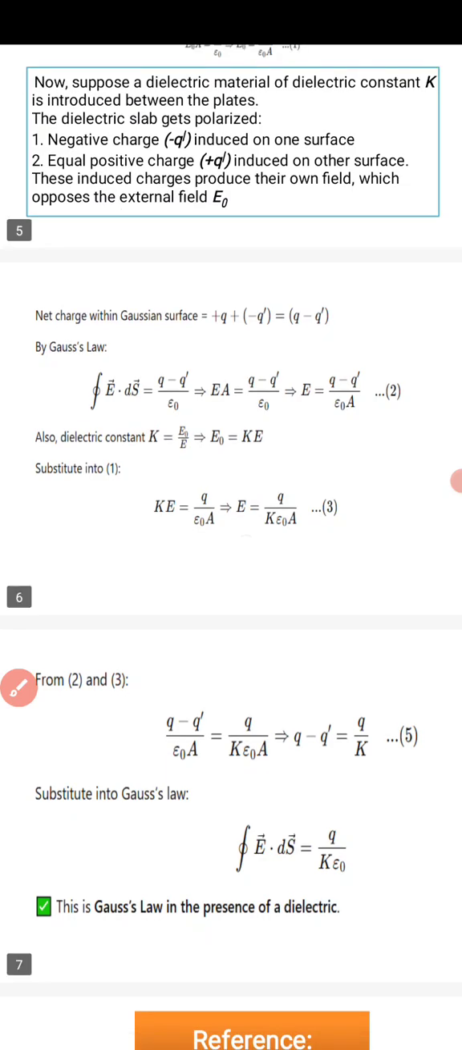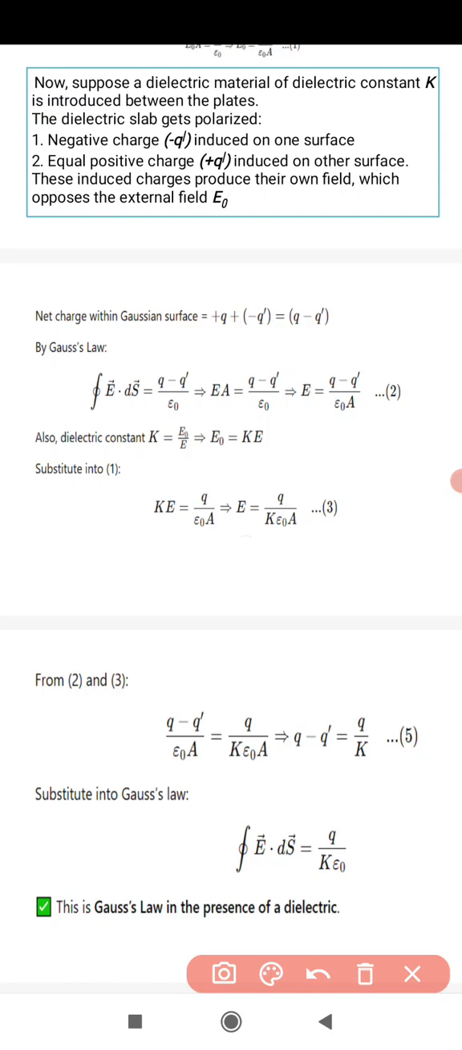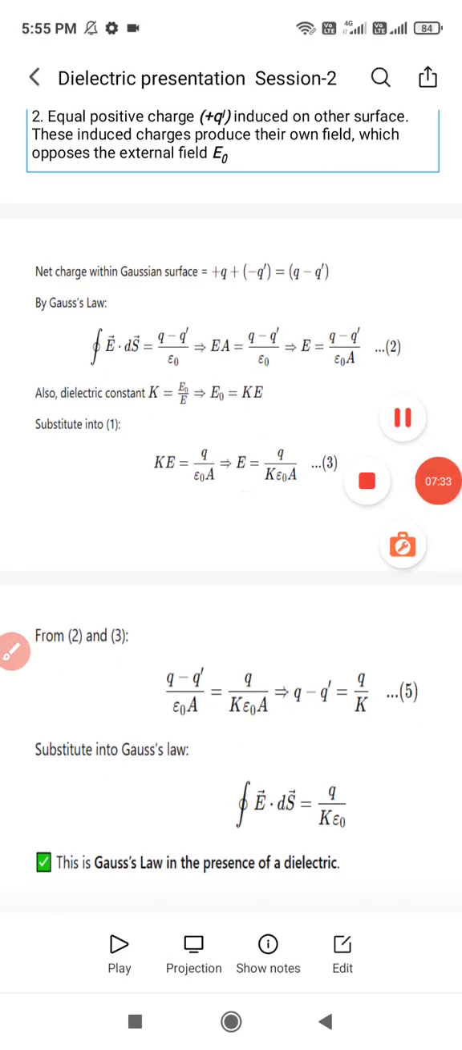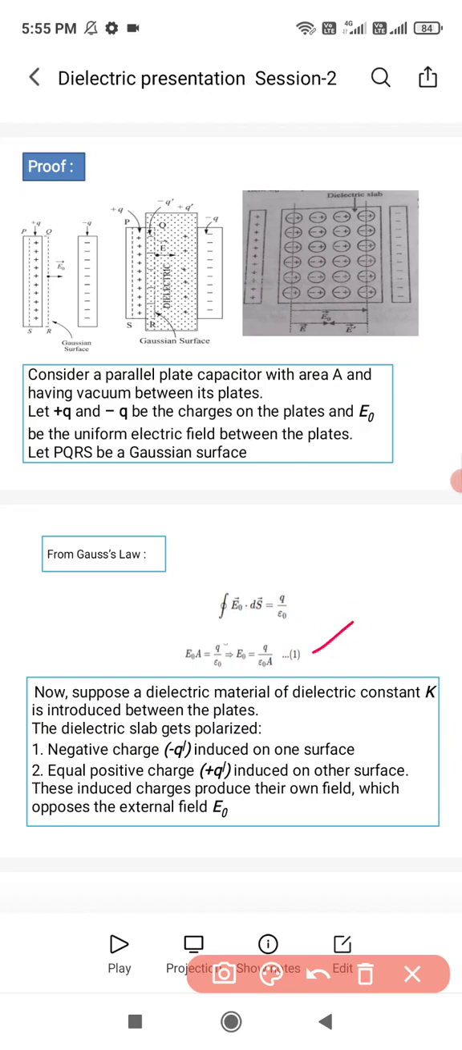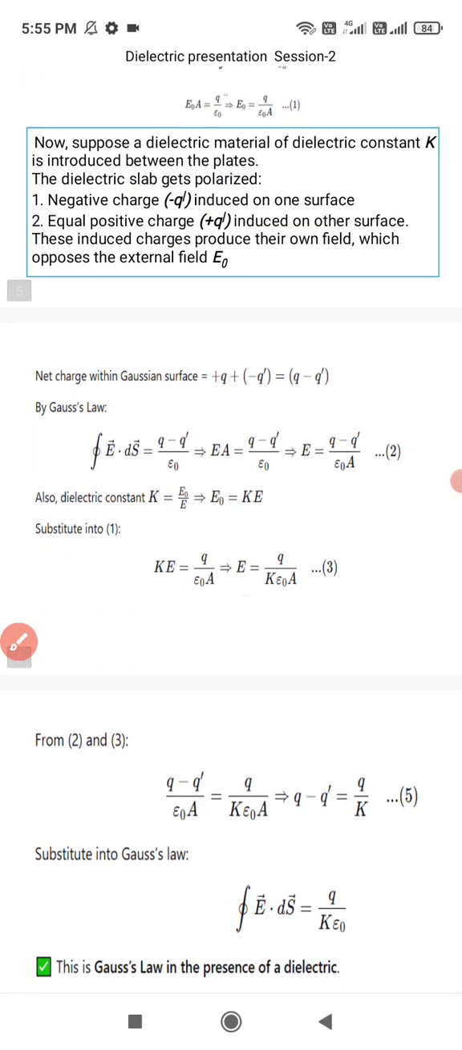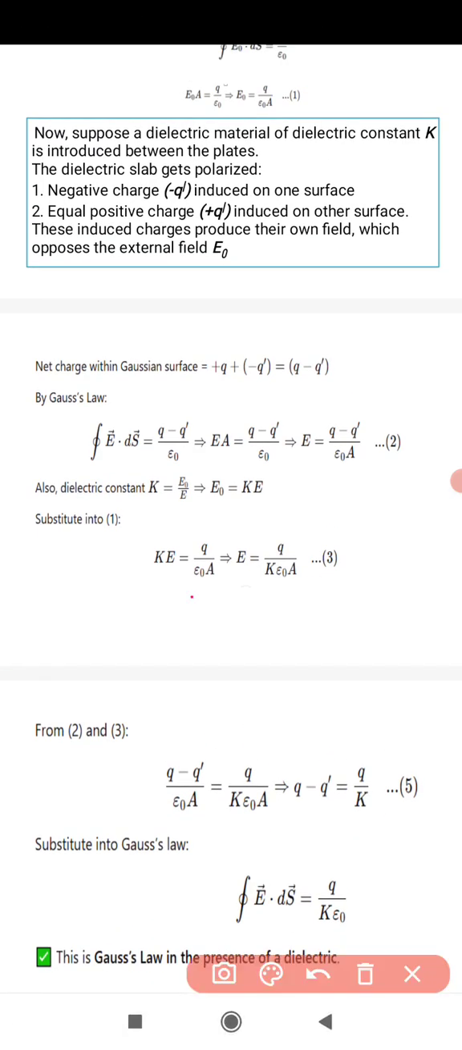Next, substitute this value in equation 1. We get K into E equals Q divided by epsilon naught into A. So K into E equals Q divided by epsilon naught into A, and we want the value of the applied electric field, E equals Q divided by K into epsilon naught into A. We call this equation 3.